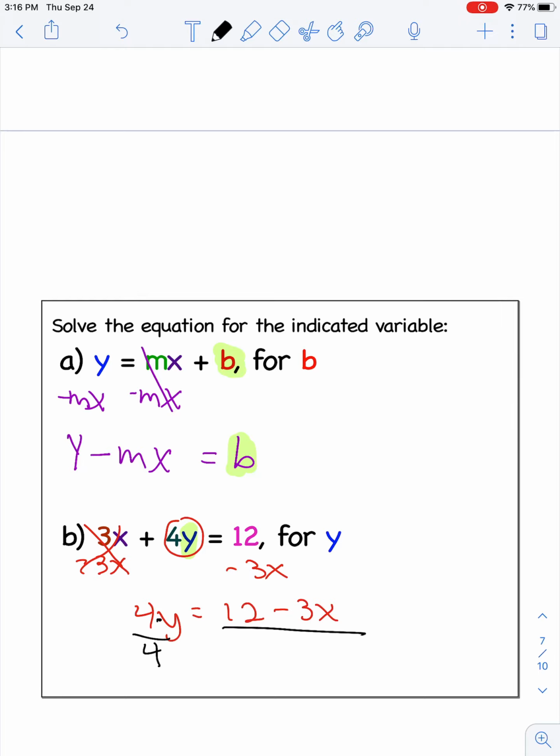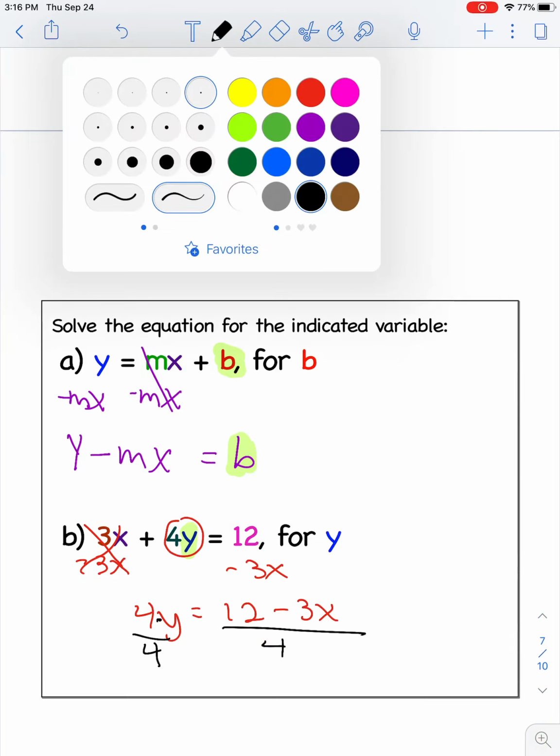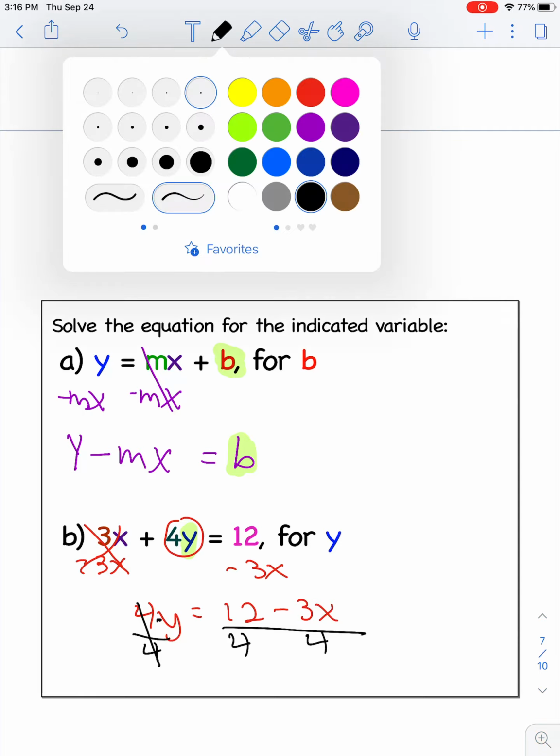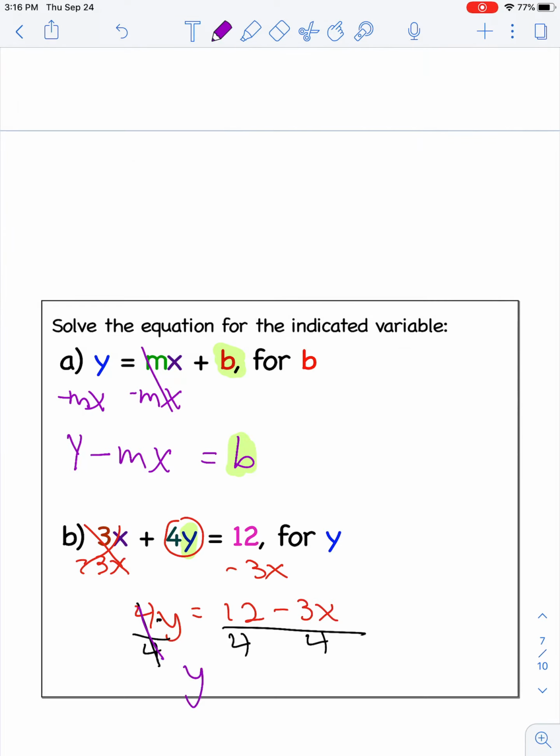But when I divide this side by 4, I have to remember that I actually have to divide both the 12 by 4 and the negative 3x by 4. This is kind of tricky, but what you're going to end up with is y equals 12 divided by 4 is 3, 3 minus 3/4 x.